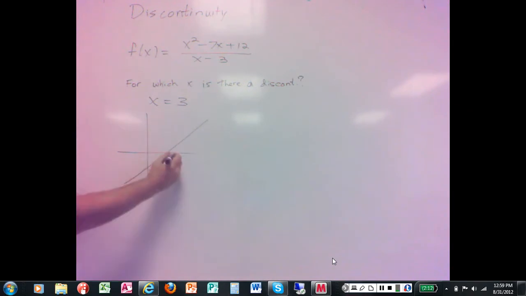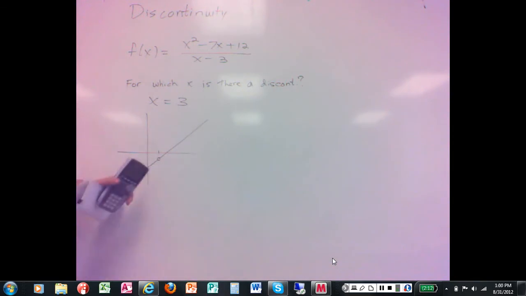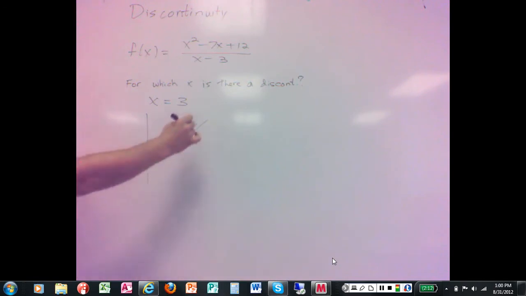The denominator can't be 0. And so yeah, there is a break right there. Usually, when we draw the graph, we're just going to put a little circle right at the x is 3 mark.